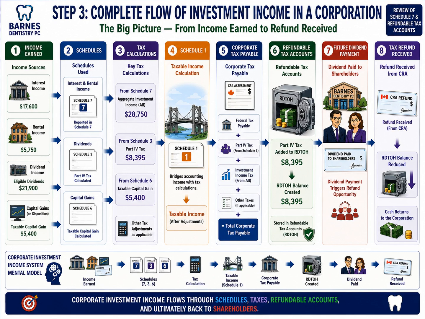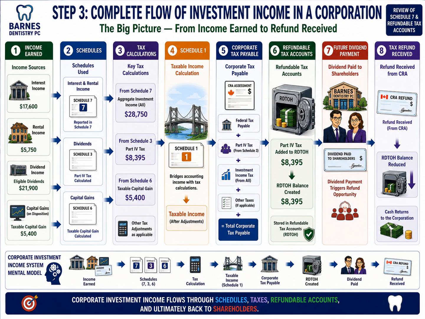Once taxable income has been determined, we move to corporate tax payable. This is the stage where federal tax, Part 4 tax, investment income tax, and other applicable taxes are combined to determine the corporation's overall tax liability. For many students, this feels like the end of the story. But corporate taxation has one more important layer: refundable tax accounts.